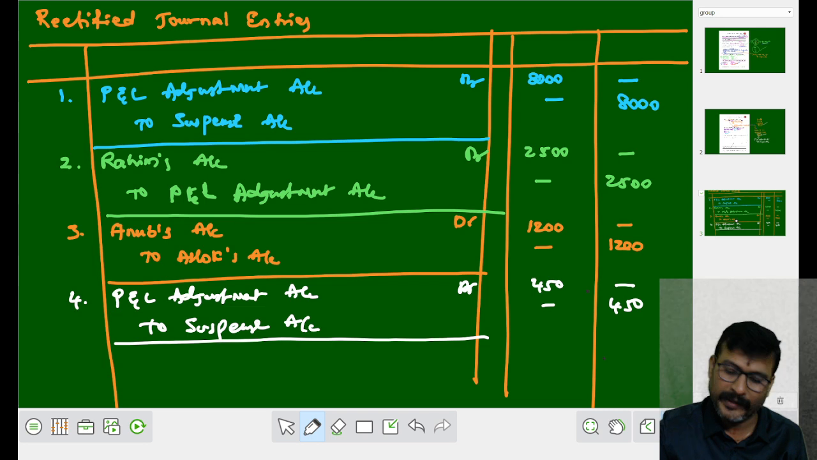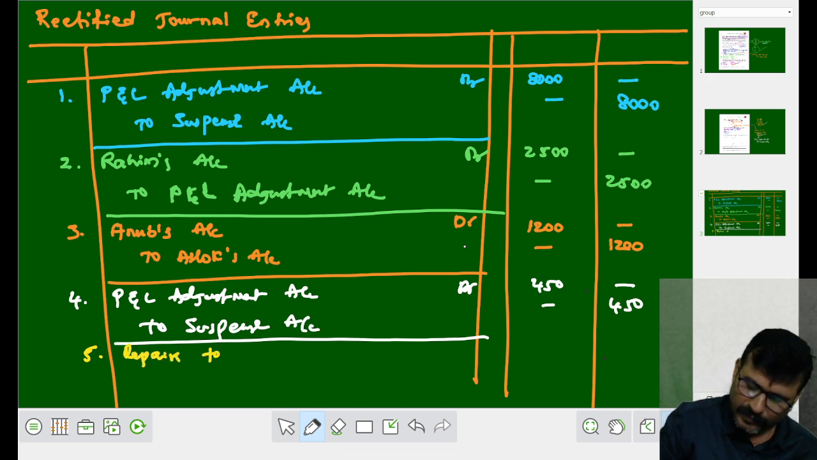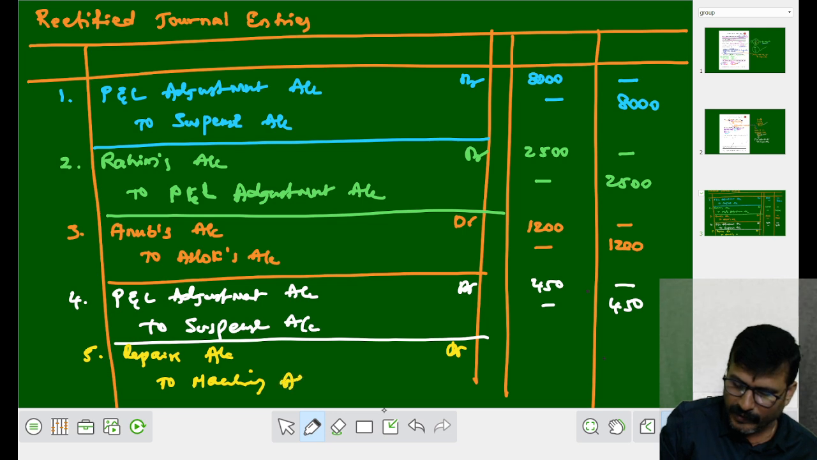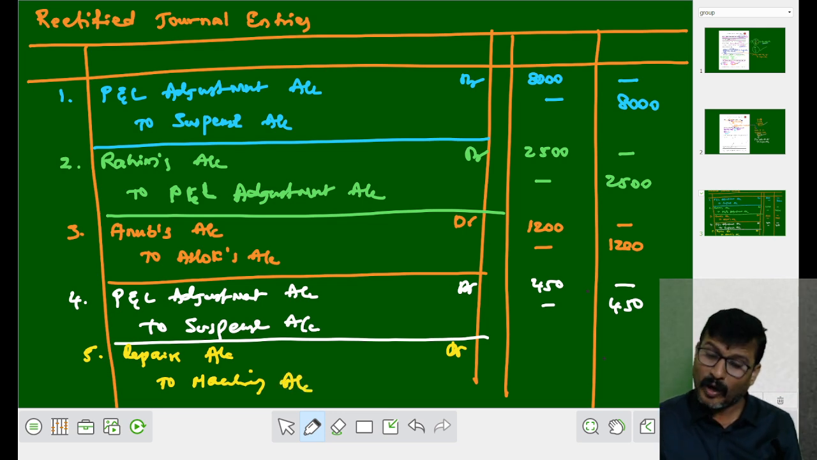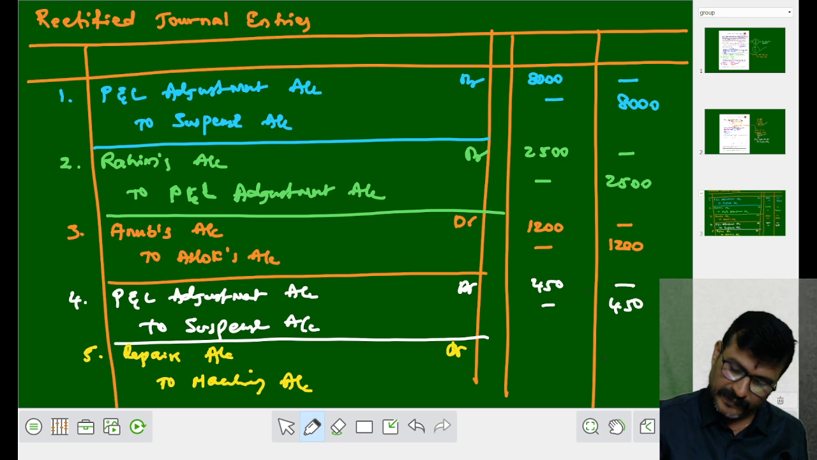Repairs account debit to machinery account. That is the entry number what? 5. Some students will write repairs to machinery also. We can write even repairs to machinery, or else you can write repairs account debit to what, my dear students? Machinery account. How much is it? It is an amount of rupees 1800.